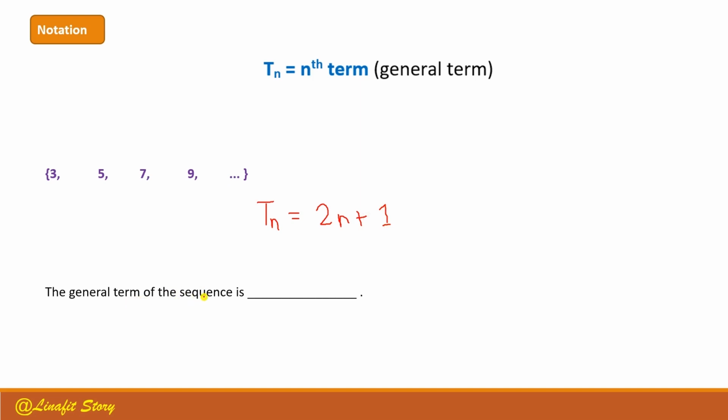So the general term of the sequence is 2n plus 1. And to calculate the 10th term, we can write it 2 times 10 plus 1. 20 plus 1 is equal to 21.